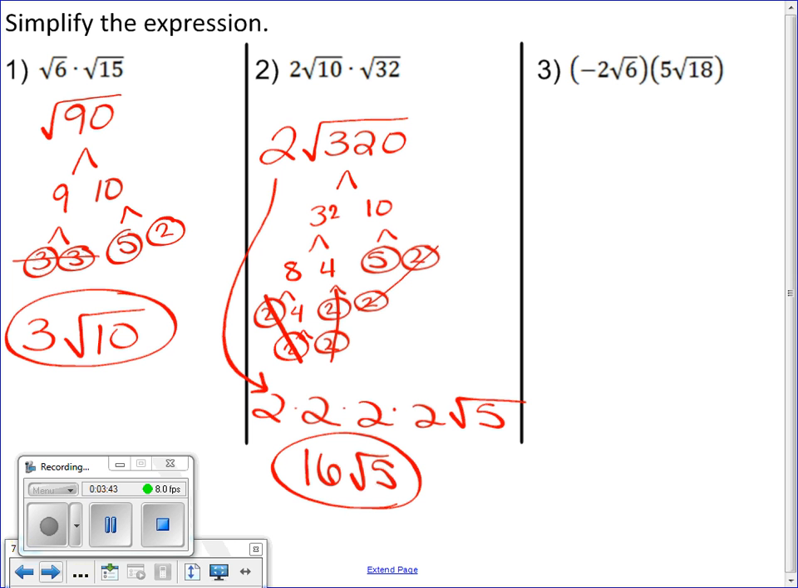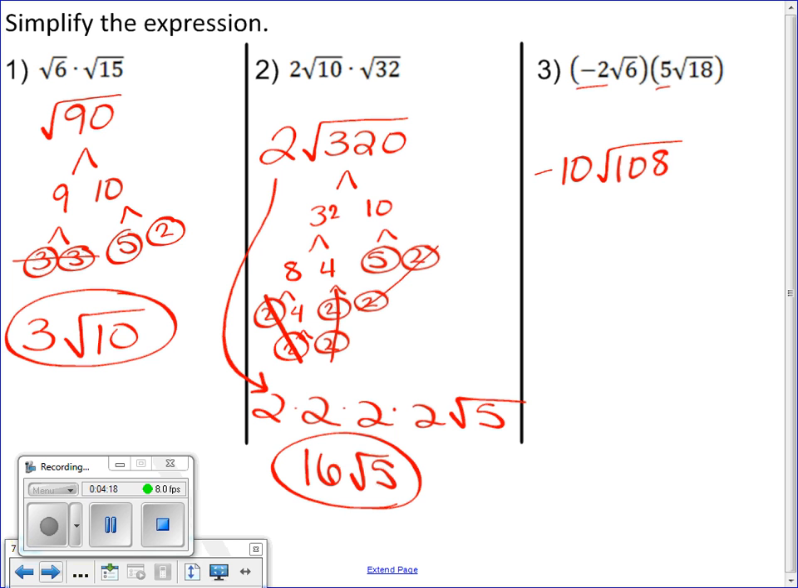Number 3. What do you want to do first? There's a negative. Does it matter? No, it doesn't matter. So notice you have numbers outside and you have some numbers under radicals. The numbers outside, we can multiply those together. So what's negative 2 times 5? Good. All right, so we're just multiplying those together. And then your radical numbers, we can multiply those. 108, thank you. It's too early on a Monday morning to do that in my head.